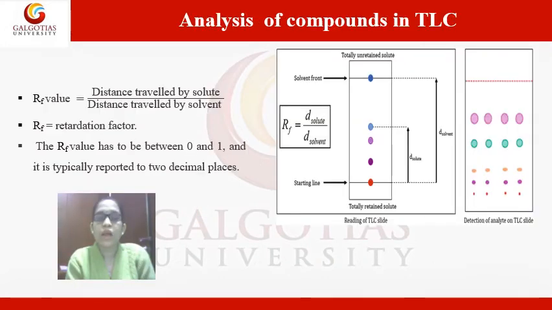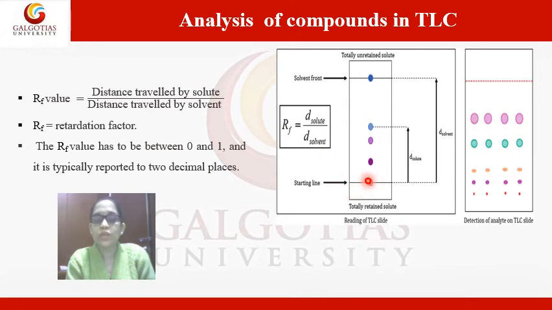Then how do we analyze the compounds on the TLC plate? You see here there are several spots on a plate. How will we analyze them and determine the nature of the compound on the TLC plate? Here there is a factor known as the retardation factor, or RF value. So what is the RF value? It is the distance travelled by the solute divided by the distance travelled by the solvent. So RF is D-solute by D-solvent.